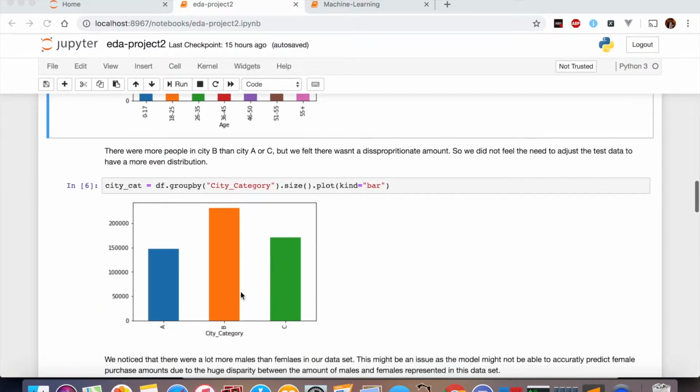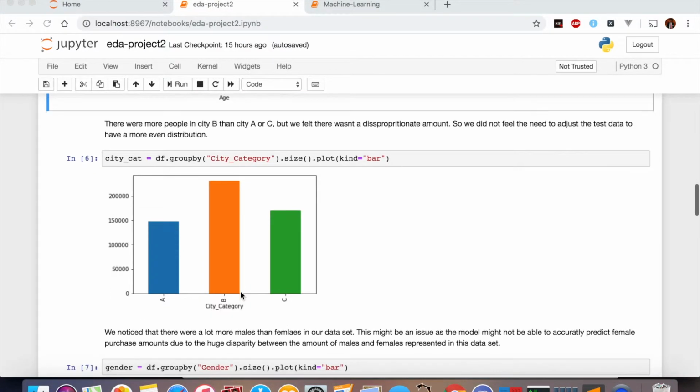Next, we wanted to look at the cities the people came from, and there are 3 cities, A, B, and C. All these values, such as product category, city category, and so on, were masked, so we didn't know what they mapped to, but we could see how many data points were available for each one. Here we saw there were more people in city B, but not enough to change the data set in any way to minimize this.